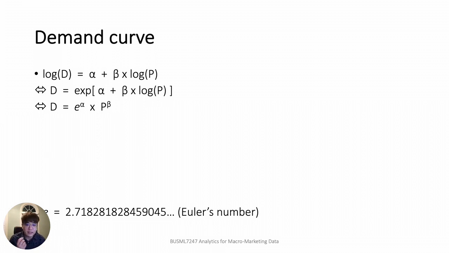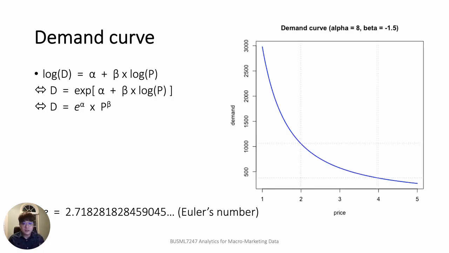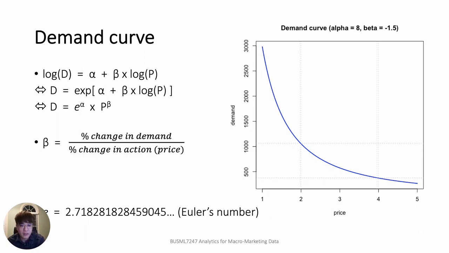Here, this e is a constant which is called Euler's number. This constant is an infinite decimal close to 2.718. This graph shows the demand curve with alpha equal to 8 and beta equal to -1.5. Beta indicates price elasticity of demand, that is, percent change in demand over percent change in price, as in this example.